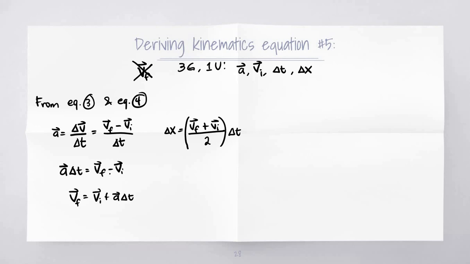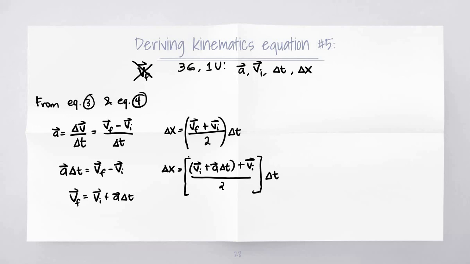Alright, so now that we have the value for final velocity, we can now substitute that into equation number 4. So let's do that. Delta x is equal to, so instead of writing final velocity there, we can write the value for final velocity in here. So initial velocity plus acceleration times delta t plus initial velocity all over 2 times delta t.